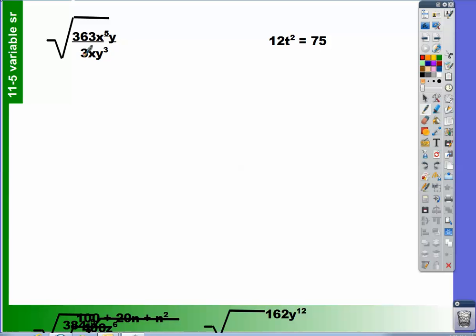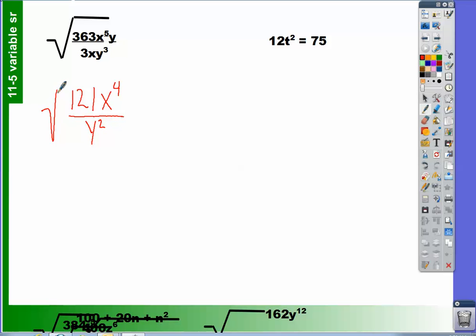Does 3 go into 363? Yes. How many times? 121 times. So we have 121. Does x go into x to the fifth? Yes. What is x to the fifth divided by x? X to the fourth. What about reducing here? Y to the second in the denominator, right?